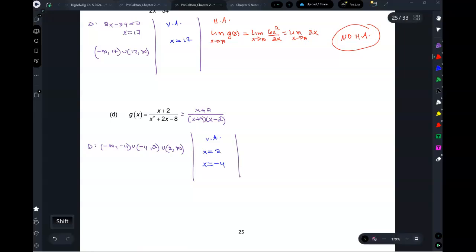Okay, for the horizontal asymptote, look at the original function. Okay, so what is it? Y equals what? Y equals 0 because lower degree on top. Yes, lower degree on top, higher on the bottom.